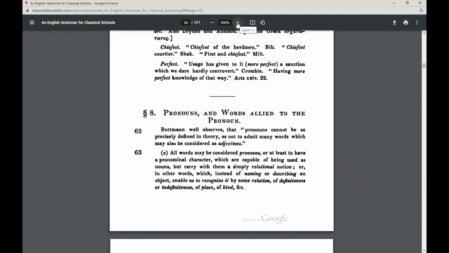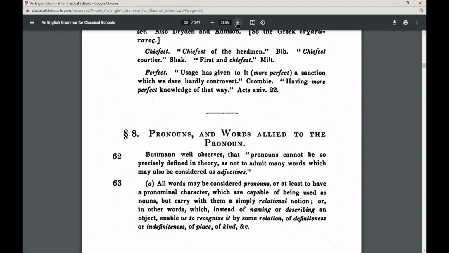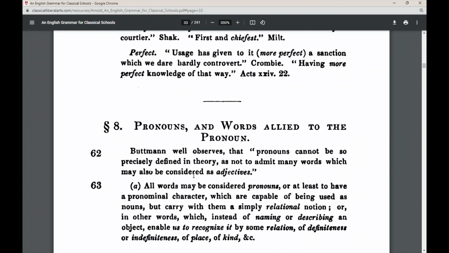Okay, so Lesson 8. Again, we said the topic of this lesson is pronouns. And right at the beginning, here in Article 62, we read that the grammarian Buttman observes that, quote, pronouns cannot be so precisely defined in theory as not to admit many words which may also be considered as adjectives.